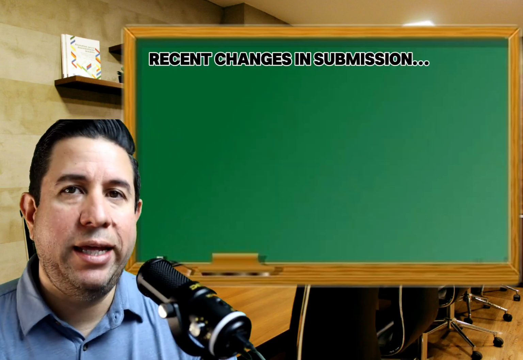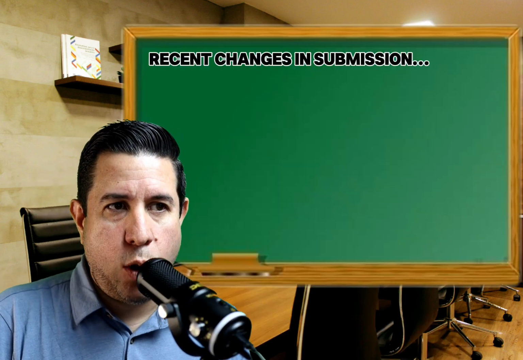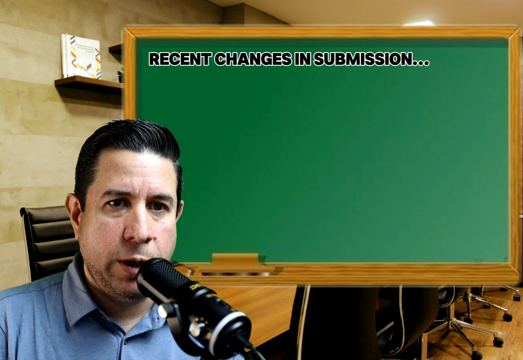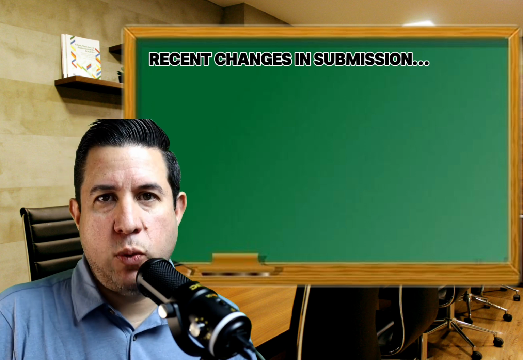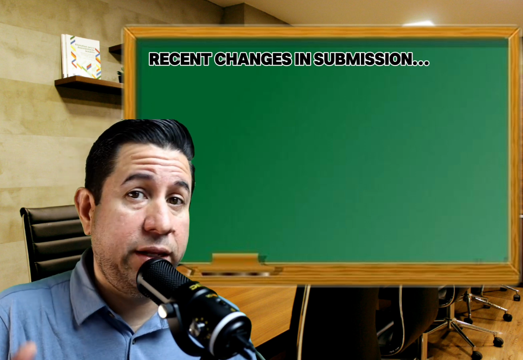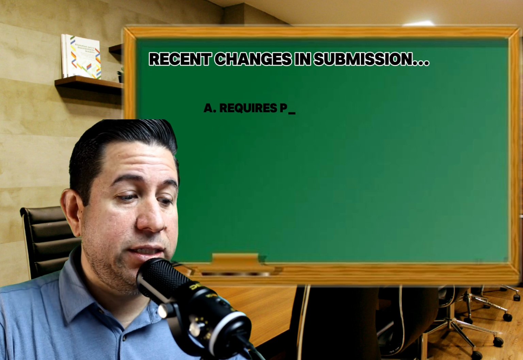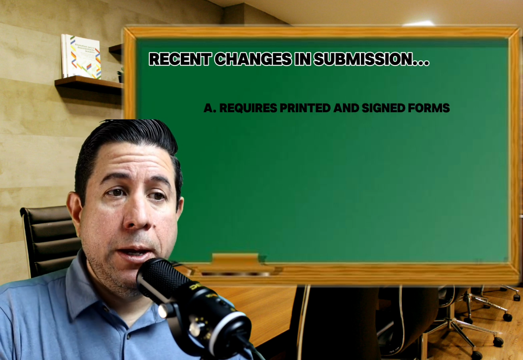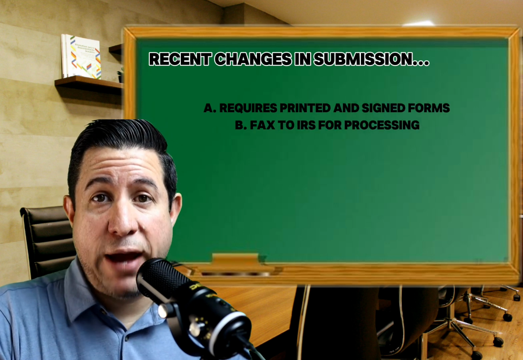But the way we submit the 2848 to the IRS has changed, maybe very recently. Typically, and probably the very best way to get things to the IRS, is that it required it to be printed, with a pen-on-paper signature, and then faxed to the IRS. And I mean fax to the IRS.